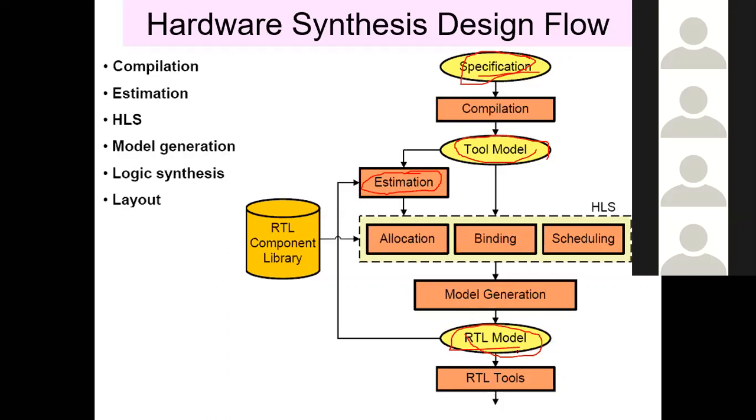So up to RTL model generation is the design flow from the specification to the corresponding RTL model. That much is considered the hardware design flow. From that RTL model, we can generate the corresponding hardware using RTL tools. Different RTL tools are available in the market. Using any of them, we can generate the required hardware from the RTL model. So hardware design flow means from the specification to the corresponding model generation.